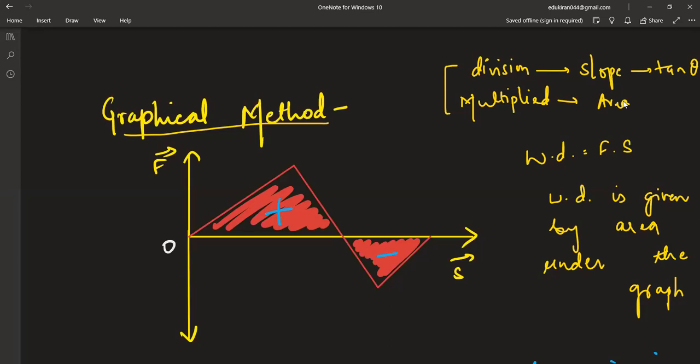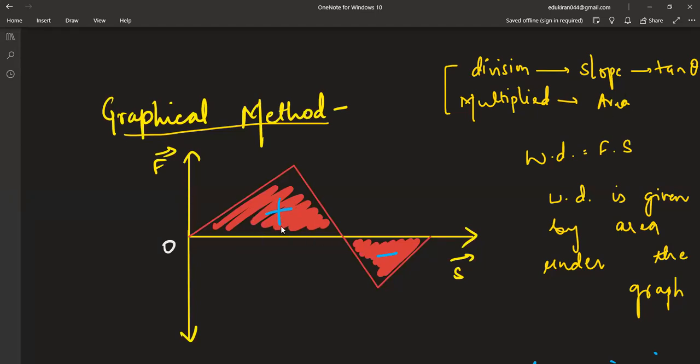So if a velocity versus time graph is there, I will not calculate tan theta and find out distance. In that case, distance will be given by the area under the graph. But when velocity was asked and a displacement versus time graph was given, then I would have taken the slope. So here also force is getting multiplied, so in which case? Second case, that is you will take the area under the graph.